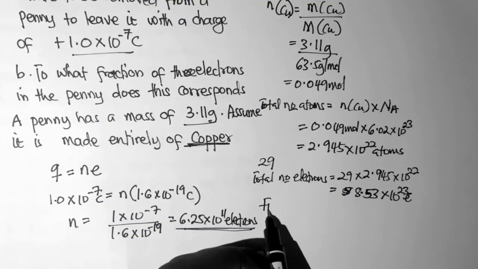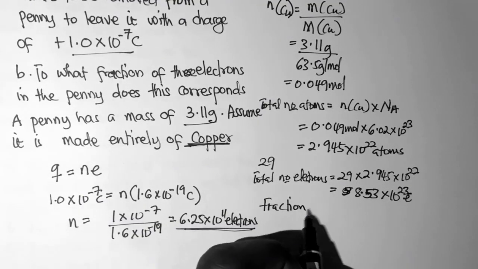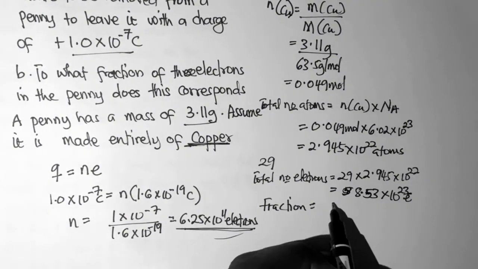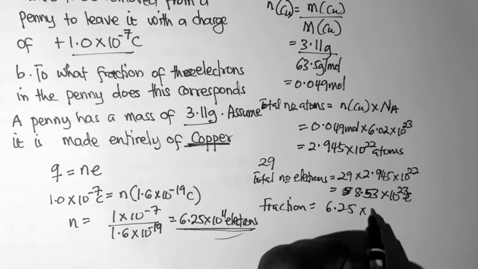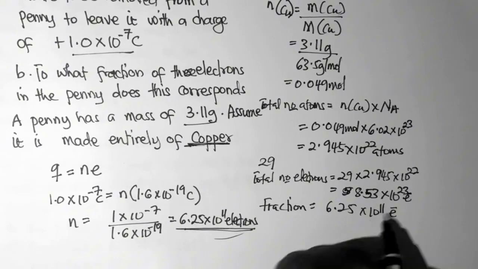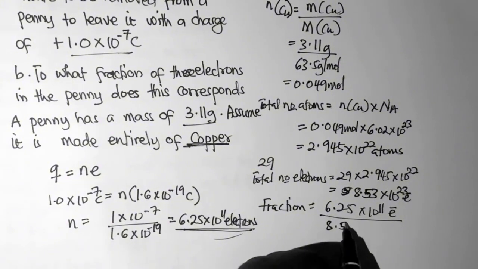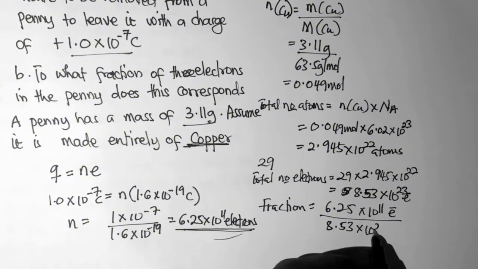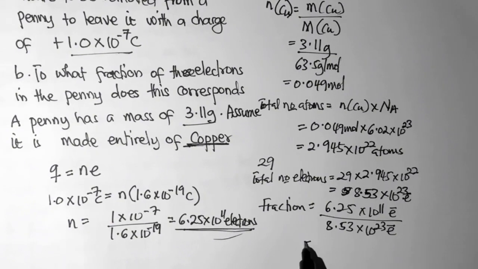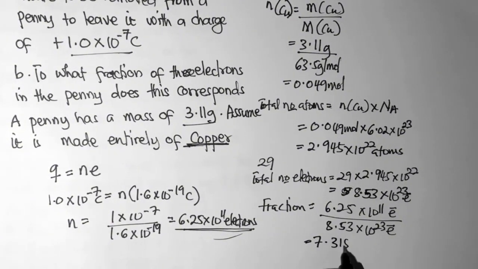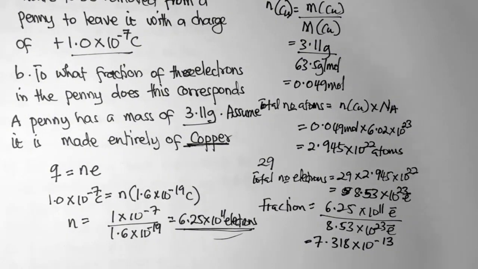So the fraction is equal to the number of electrons we got in the first case, which is 6.25 times 10 exponent 11 electrons, divided by the total number of electrons, which is 8.53 times 10 exponent 23 electrons. And if you do this, you are going to get 7.318 times 10 exponent minus 13. So that is the fraction.